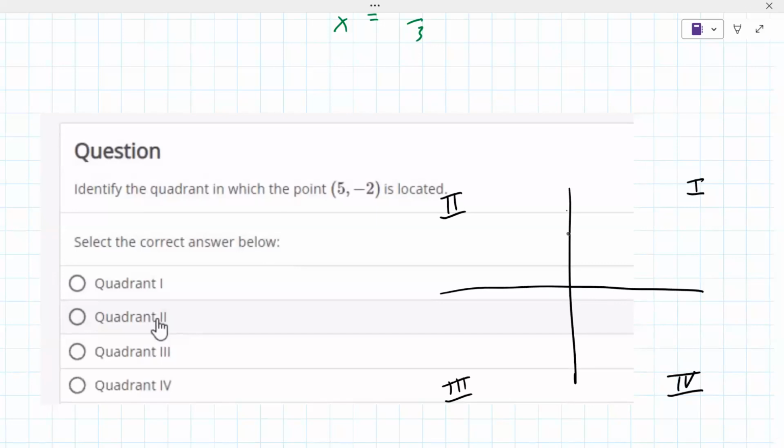So what I would tell you to do is graph the point, and it doesn't have to be very exact, but (5, -2) means to the right 5, down 2, so it's over here. So that means it's in quadrant 4.